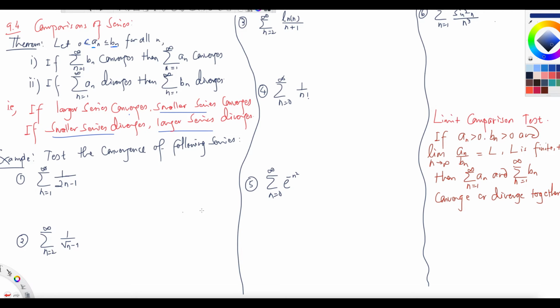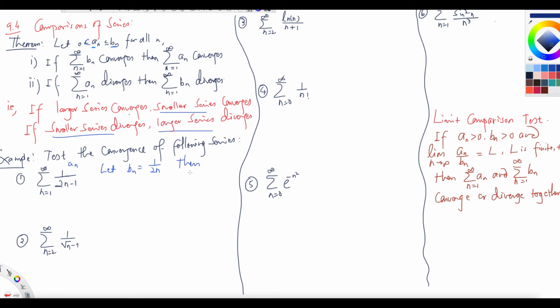All these examples are taken from the book. Test the convergence of the following series. Number 1 is the sum of 1 over 2n minus 1. Let us say this is a_n, and let b_n equal 1 over 2n only. Which one is bigger, a_n or b_n? Sorry, a_n is bigger than b_n, because a_n has 1 over 2n minus 1.